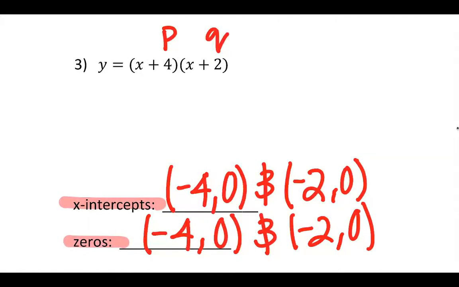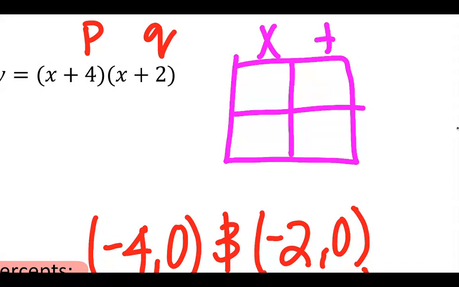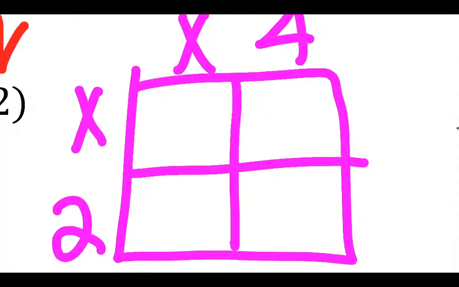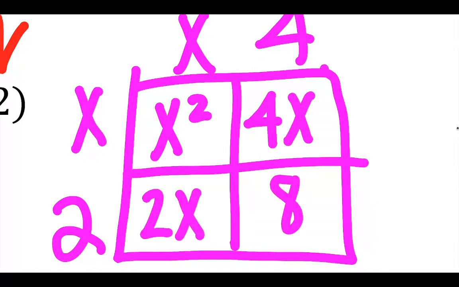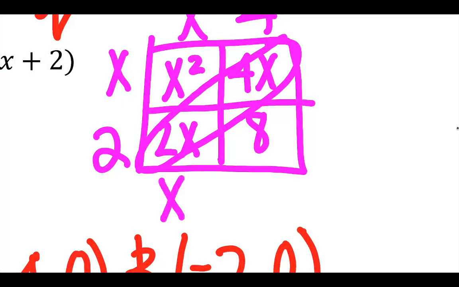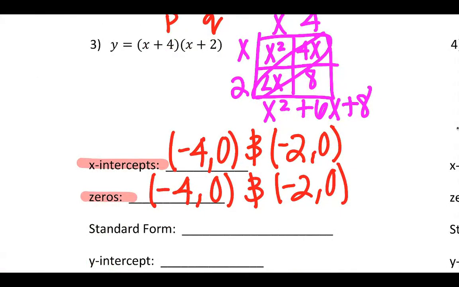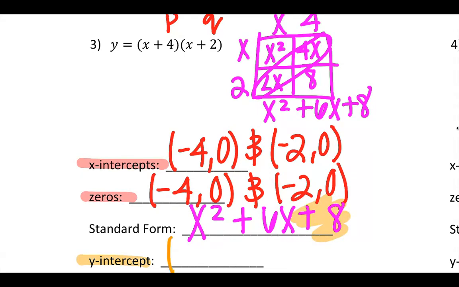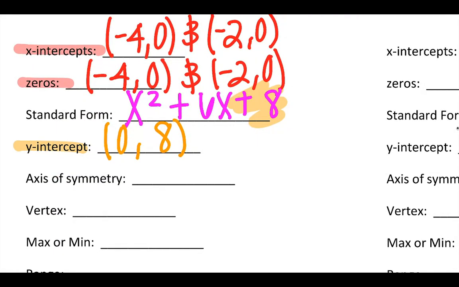Standard form, I have to do box method or FOIL or something. So I've got x plus 4, x plus 2. So I really end up with x squared, 4x, 2x, and 8. When I combine my like terms, I've got x squared plus 6x plus 8 as my standard form. To get my y-intercept, I'm looking at that c term, so it's going to be over 0 up 8 to get my y-intercept.